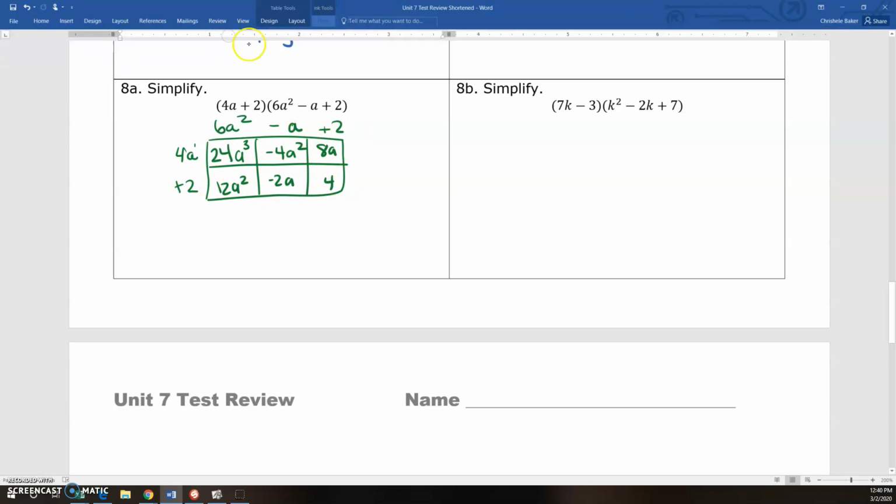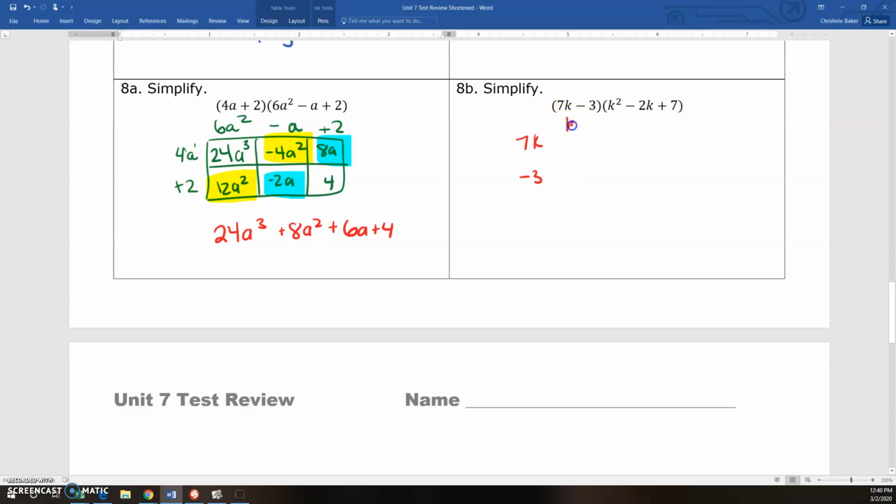Now we look for our like terms. So this is a squared and that's a squared. And this is just a and that's just a. So my final answer is 24a cubed. 12 minus 4 is 8. Negative 2 plus 8 is 6. And there's my polynomial. Okay, I'm going to do the same thing over here.